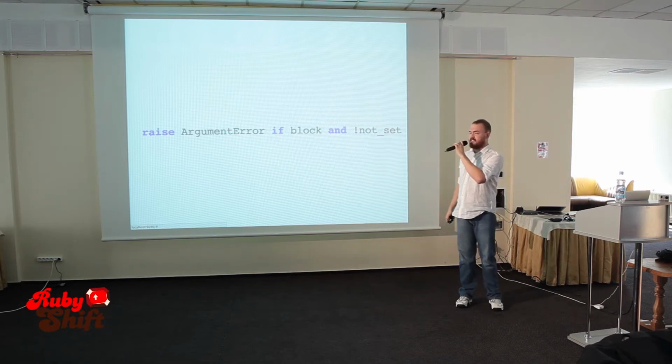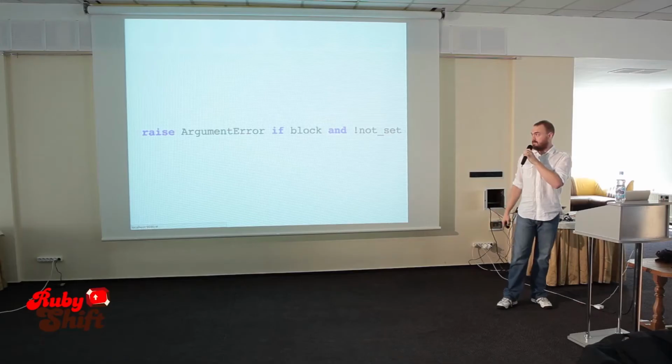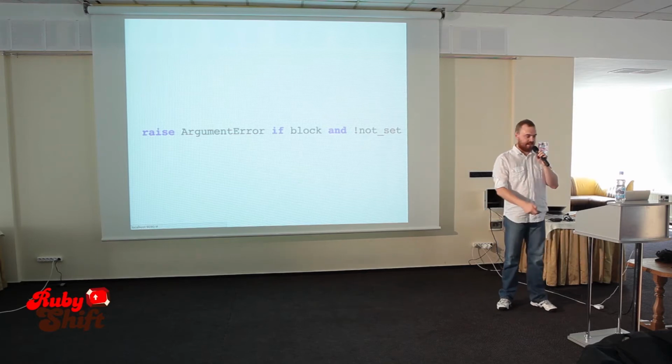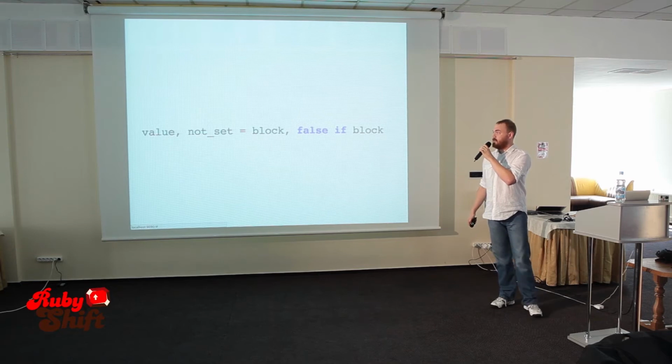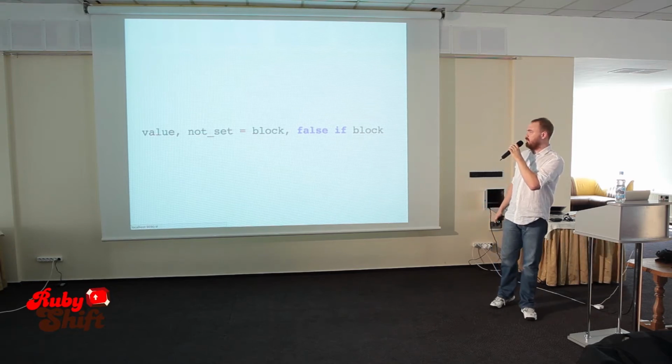And here it's even more strange. Raise argument error if block and not set. It's a double negation here. So we have not set, and this not set is false. So why isn't it called set, or maybe unless used here? I don't like it. And again, value not set equals block false if block.